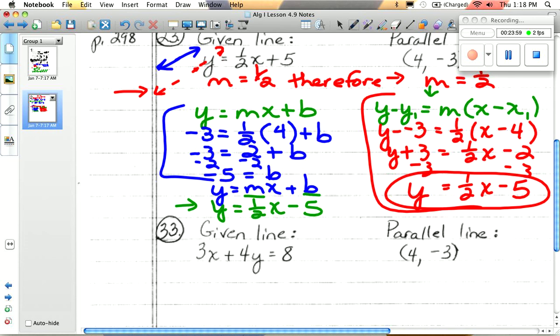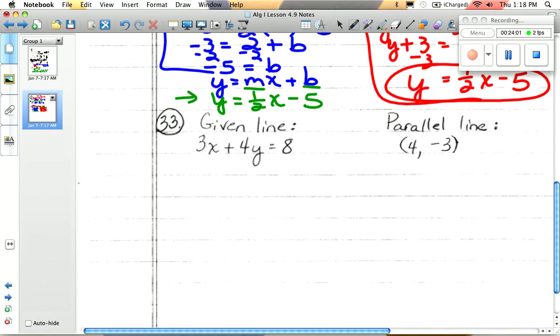Okay, then here's our last one. Here's our given line. We're doing the same thing. We're going to write the equation of the line that's parallel to that, 3x plus 4y equals 8, going through the same ordered pair, 4, -3. Can we get the slope from that given line right now? No. It's in what form? Standard form. That's worthless for slope.